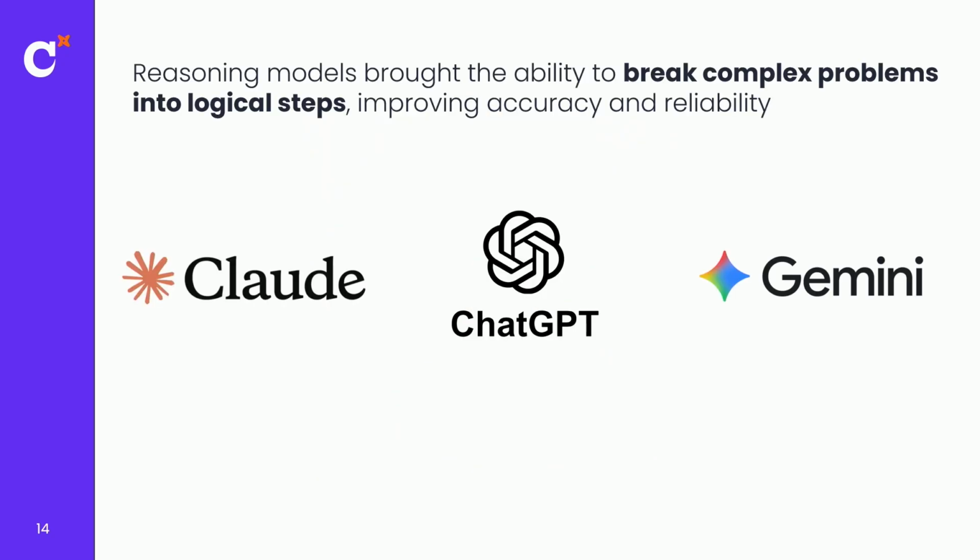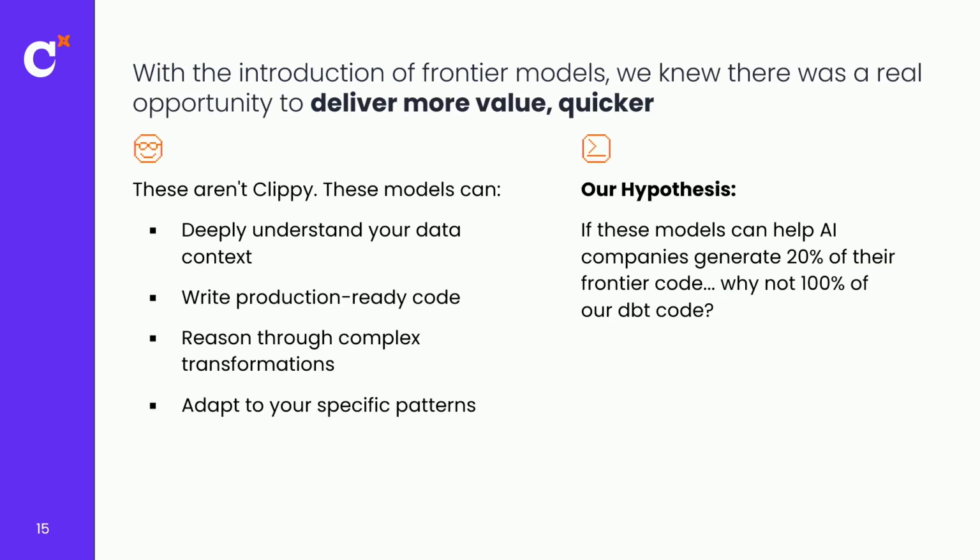But they released the first ever reasoning models. And what this meant was now LLMs could take complex problems and break them down into logical steps. And this is where we really started to see the accuracy and the reliability of coding with AI start to increase. Now, it wasn't perfect, but it was absolutely getting better. And so this is where we started to dive in. Again, can we use AI to deliver more value to our clients quicker? And the obvious answer, of course, but we wanted to know how.